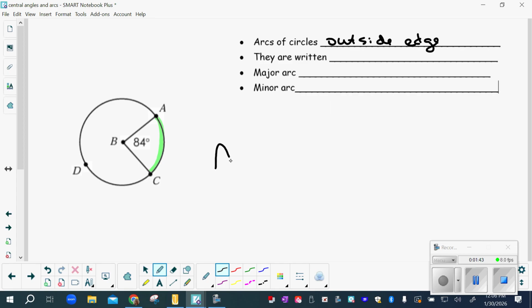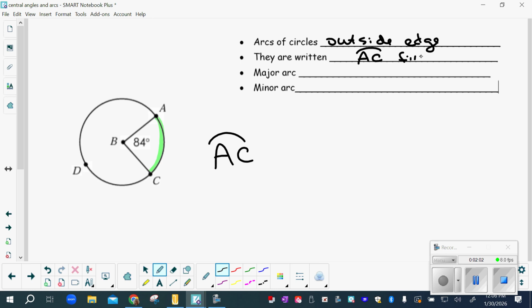So I would say A to C, but you don't know what that is. So I give it this cute little hat, right? That's how we label an arc. Give it a cute little hat. We're going to write that. You are going to say they are written like this.